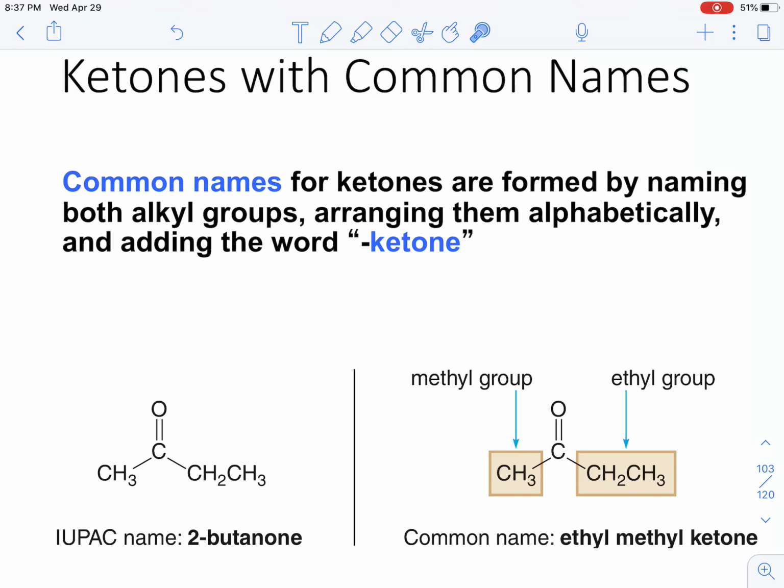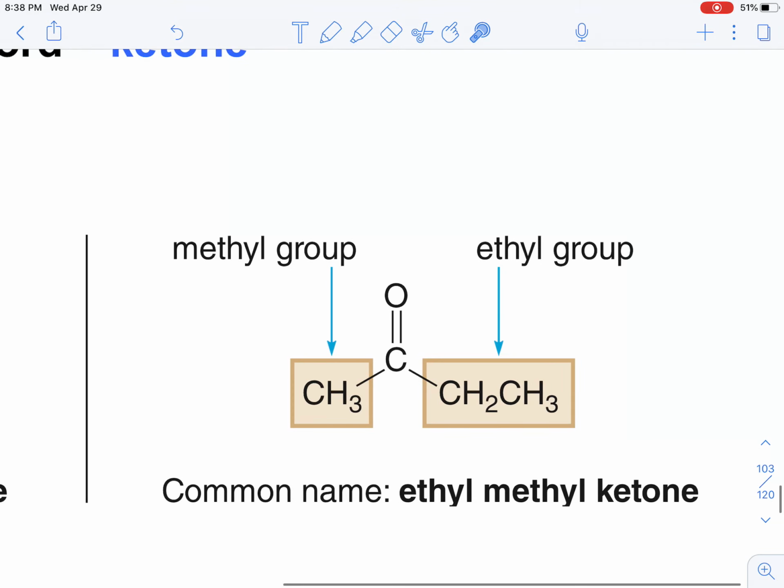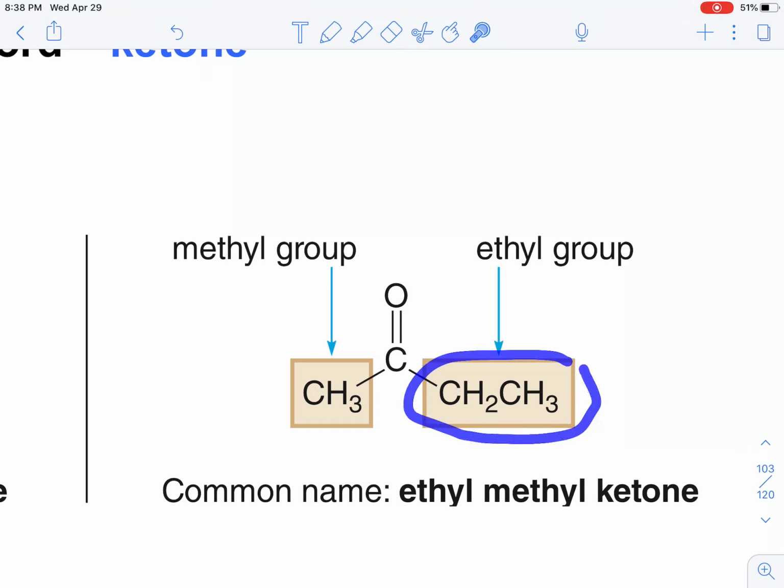And so the first thing that we're going to do is learn how to name ketones using their common names. When you are using the common names for ketones, it's very similar to that of ethers, where you are going to basically treat the left and right side of the carbonyl group as if it was an ether. So here we have an ethyl group, here we have a methyl group.